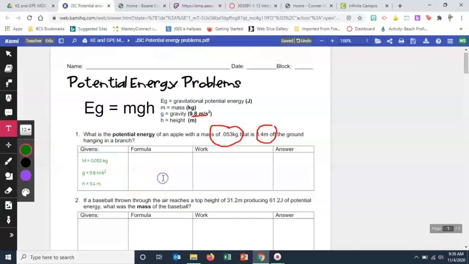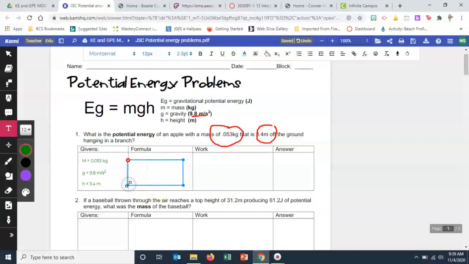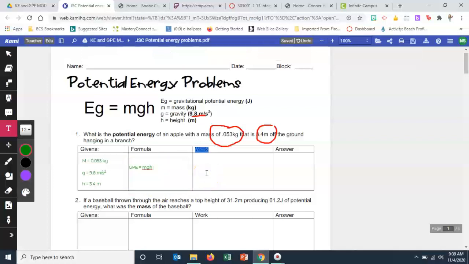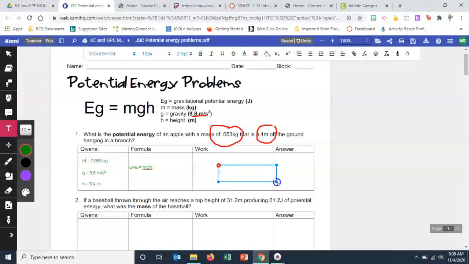Let's jot our formula down just so that we get used to using it. I'm going to use GPE just because I feel that is the one that sticks in my head the best. Now let's plug in and solve, so we can figure out how much potential energy this apple has. We're going to take our unknown, GPE equals X.